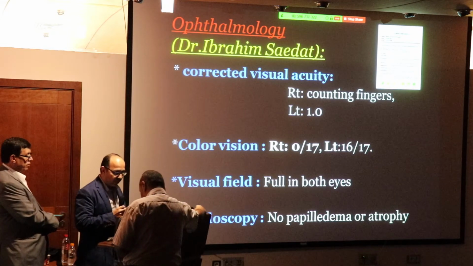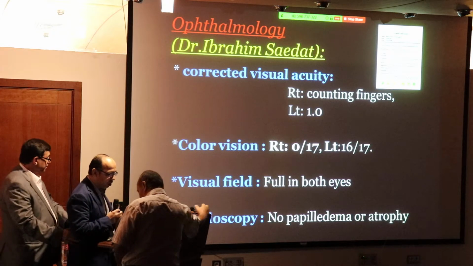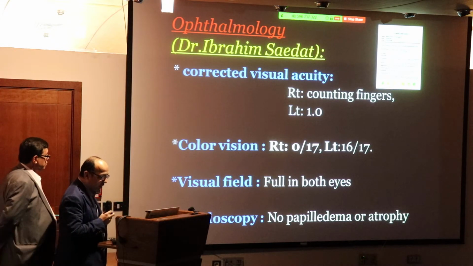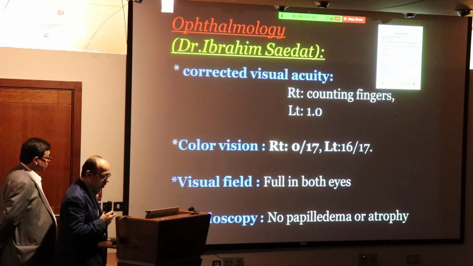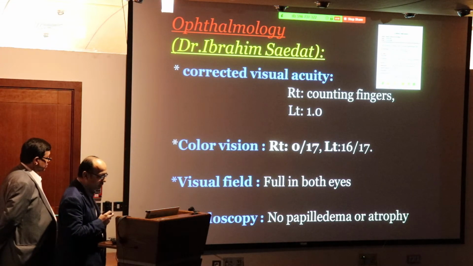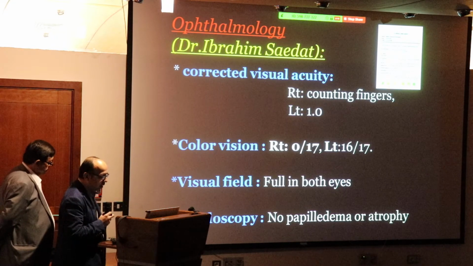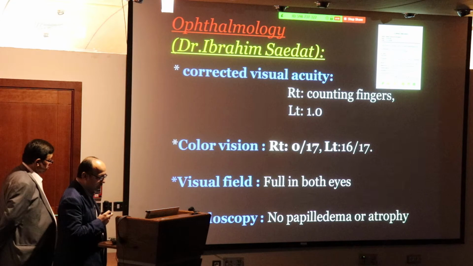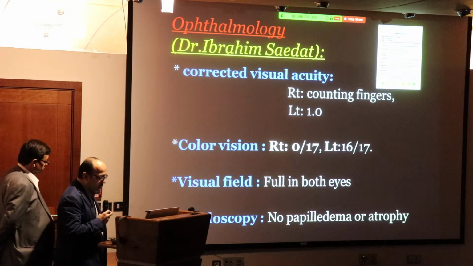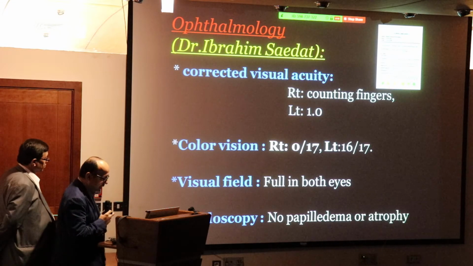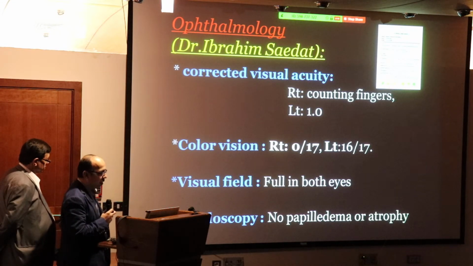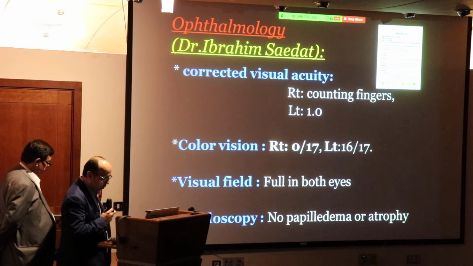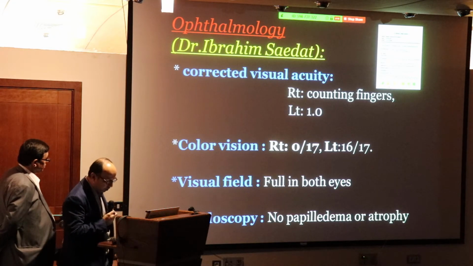When I saw him for the first time, his vision was counting fingers in the right eye. He was unable to do more than this. His left eye was perfect. Color vision is important. He was 0 out of 17 in the right eye. Left eye was 16/17. Visual fields were full in both eyes. I could not do automated visual field at that time, but I managed to do this by finger confrontation, and he was full to counting finger. And with fundoscopy, there was no papilledema or optic atrophy.